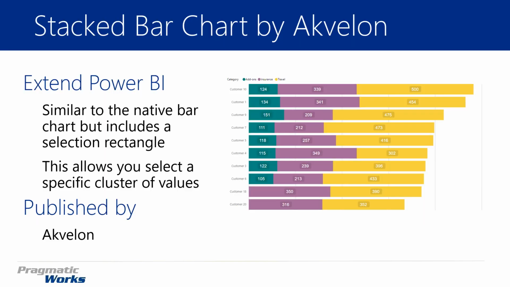Now, the stacked bar chart by Akvelon is very similar to the native bar chart, but the big difference is the selection rectangle that's made available to you in this visual that allows you to select a cluster of values that you have within the bar chart. It's very simple to configure, very easy to set up, but again, that selection rectangle makes it much easier to do cross-selection with other visuals that you might have inside of your chart. You're going to see that in our example that we're going to do here in a few moments.